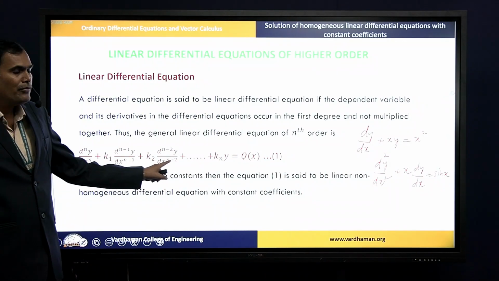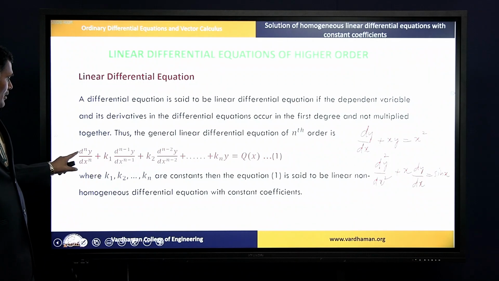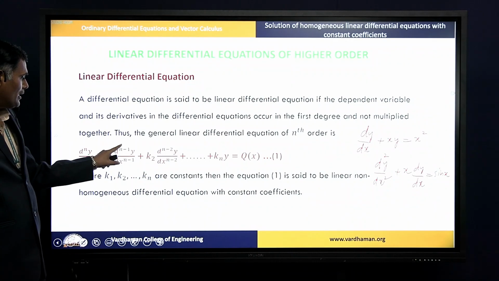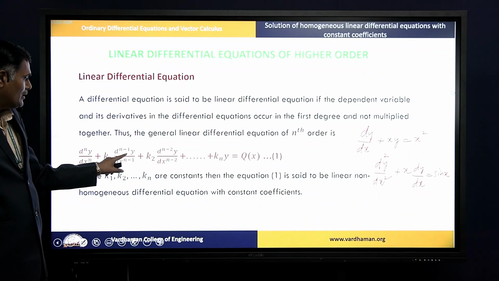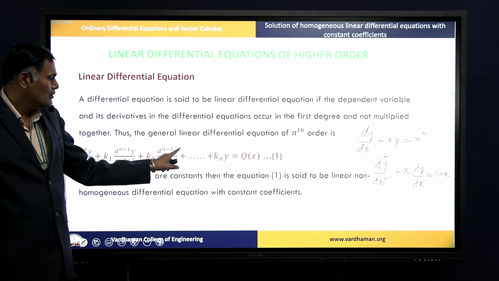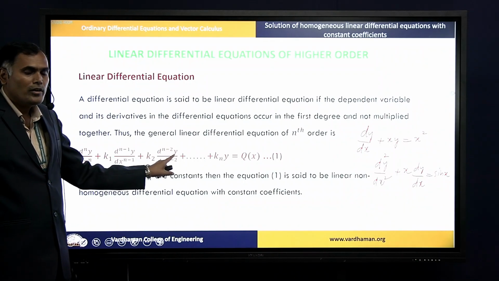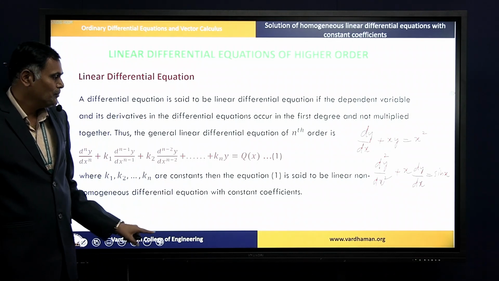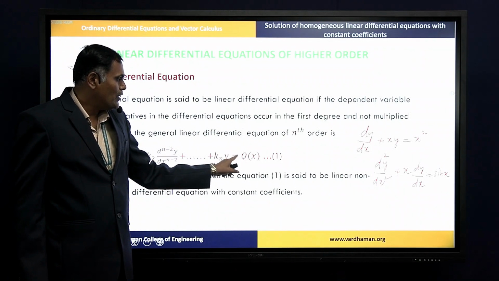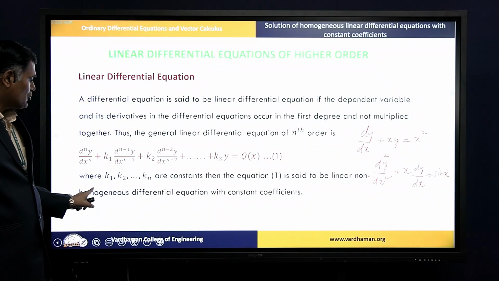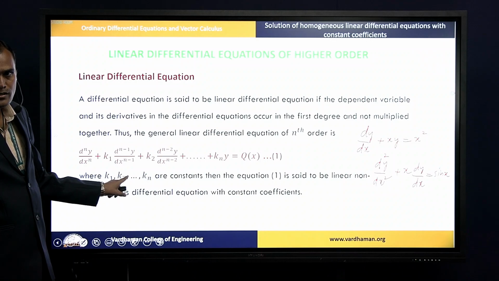This is the standard form of an nth order linear differential equation. It is of the form: d power n y by dx power n plus k1 times d power n minus 1 y by dx power n minus 1, and so on. Now this is called a linear differential equation of order n with constant coefficients because k1, k2, and so on up to kn are constants. And look at the right hand side function. Here we have written q of x. Clearly q of x is either a function of x or a constant.